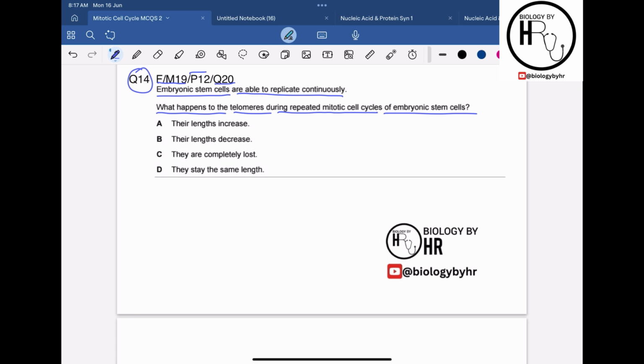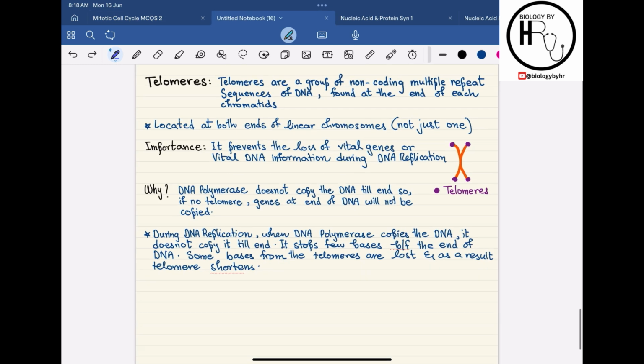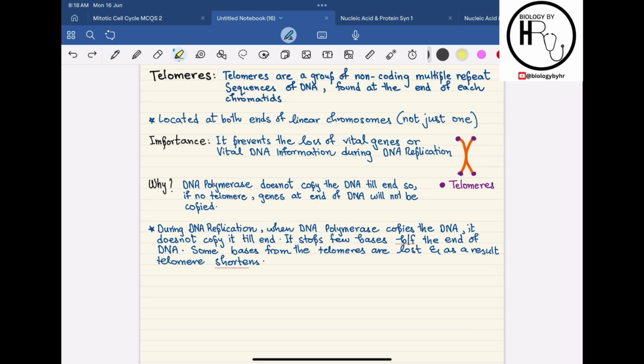We know about telomeres, what I told you guys, that they are the non-coding DNA sequences, right, which are found at the end of the sister chromatids. And what is their importance? They are important because they prevent the loss of the vital genes or the vital information during the DNA replication.